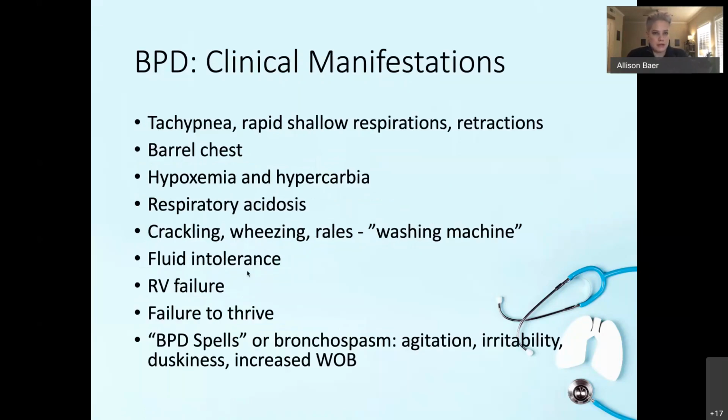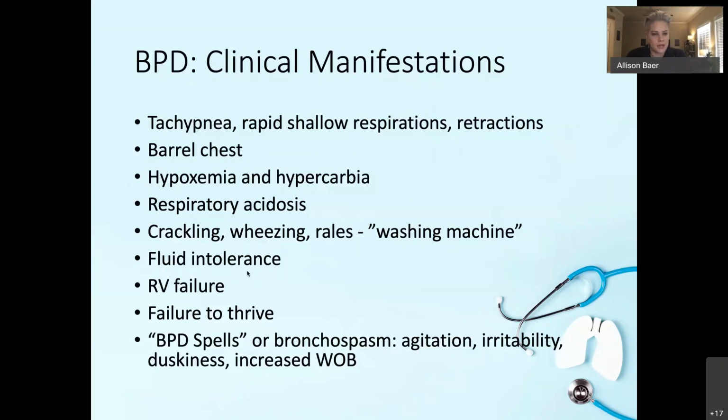All right, so again, tachypnea, rapid shallow respirations. As this goes on long enough, their chest kind of develops into this barrel shape to compensate. You're going to see chronic hypoxemia and hypercarbia. So these are the kids that come in with a compensated respiratory acidosis. They're used to having a CO2 level that's higher, so their body has compensated for that, and that's like their normal. These are the ones that sound like a washing machine when you listen to them. So you can hear crackles, wheezes, all the things.